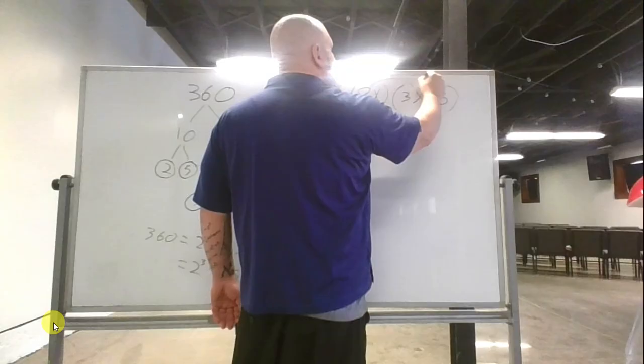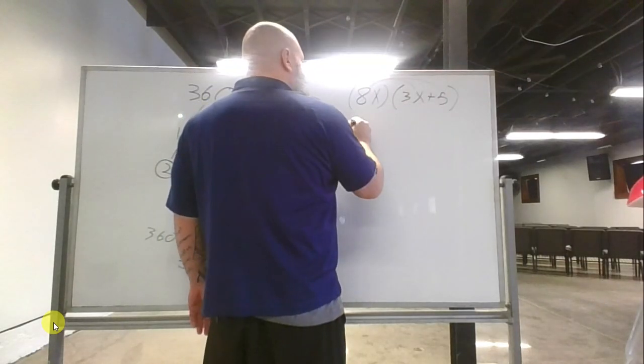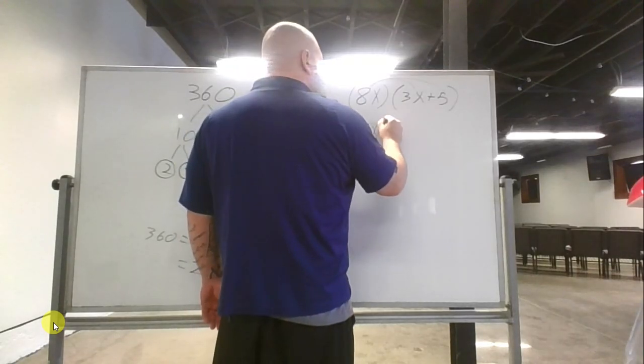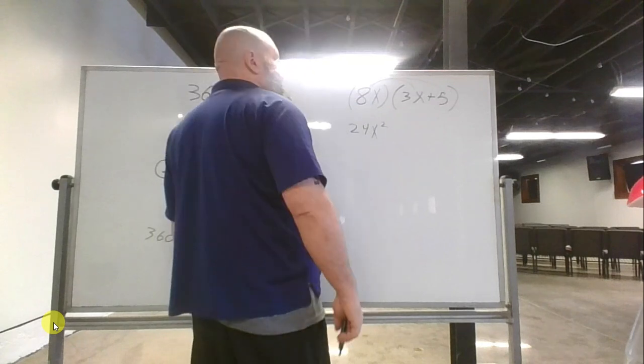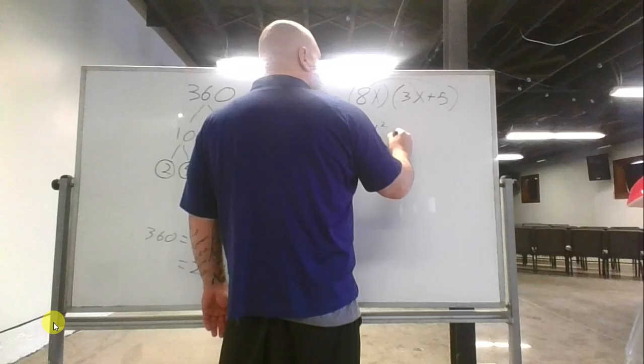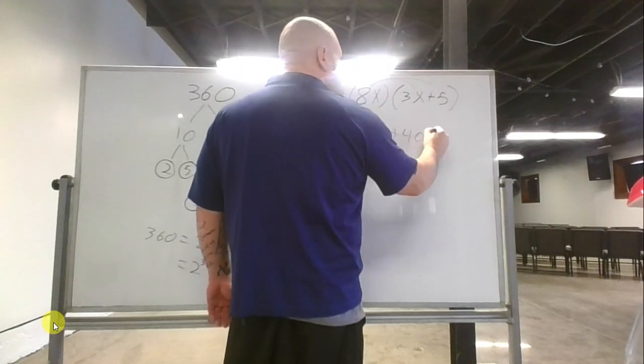Now the second part, 8x times 5. 8 times 5 is 40. X times, there's no x over here, so it is just x. So you get 24x squared plus 40x. Let's dive into a couple harder ones. Let's look at multiplying two binomials.